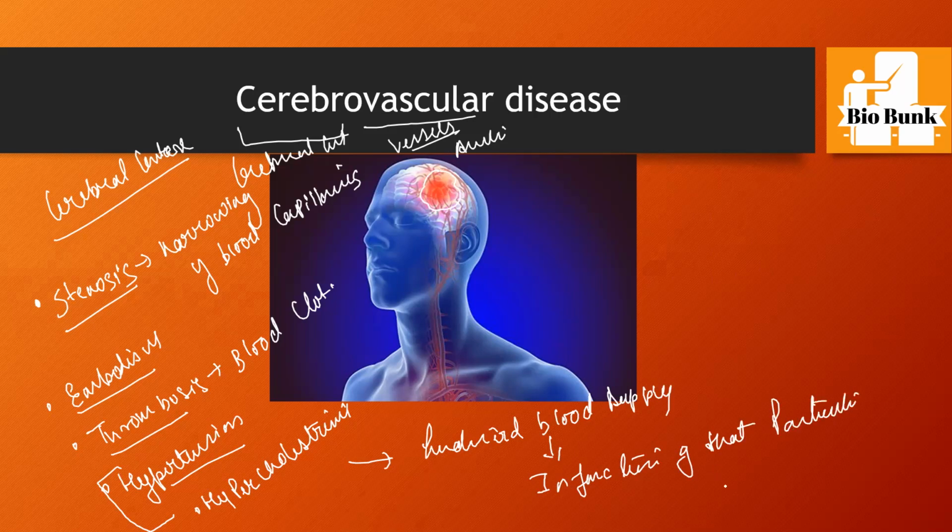When there is infarction, there will be a lack of nutrients and lack of oxygen, anoxia, and because of that the surrounding tissue will die. The particular area which has the lack of blood supply will get damaged. This is what is called ischemia. Within a few minutes, the neuron cells will die.